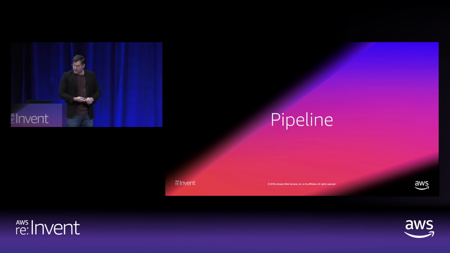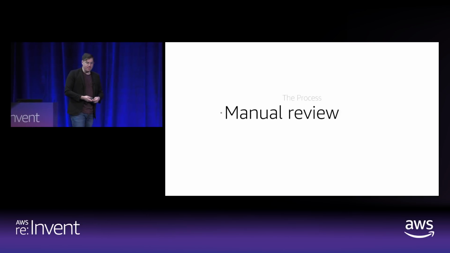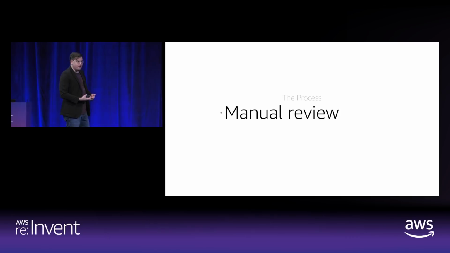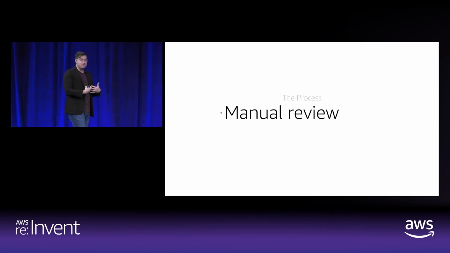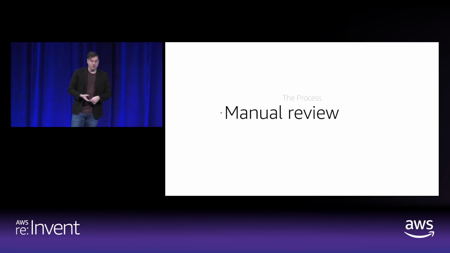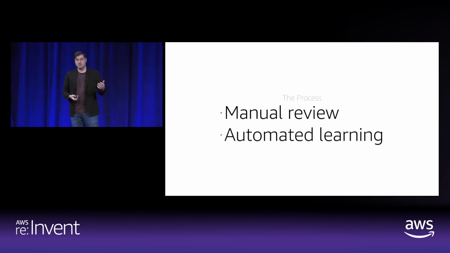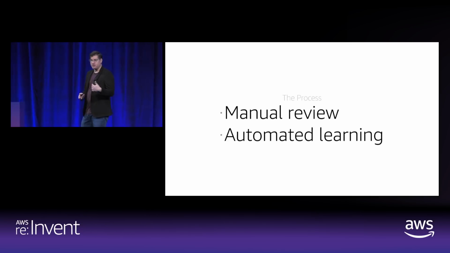So we're going to create a process here that's pretty straightforward. We're going to initially manually review data as it's coming in. Okay, we need to normalize it, we need to enrich it, we need to standardize it, we need to score it, we need to get it set up so that we can actually start to implement an automated learning process behind it.